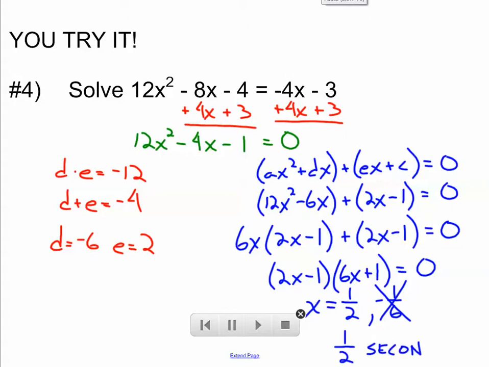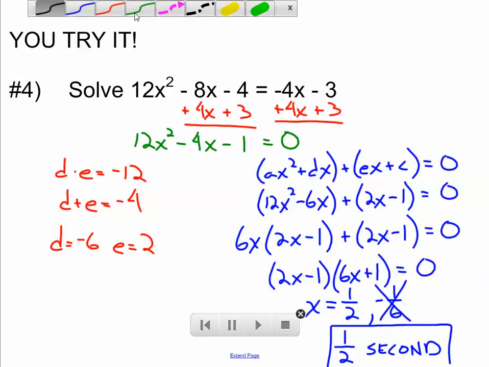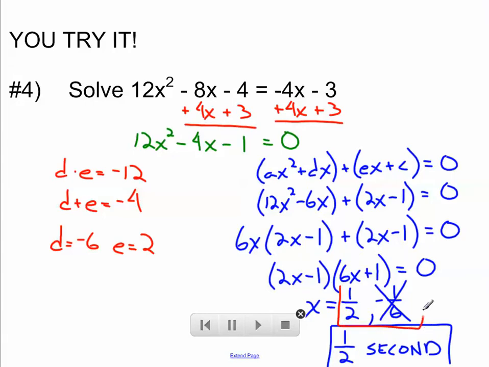I have no idea why I crossed off this negative 1/6. We are not solving a real-world equation, so actually both of these are fine answers. Let's just make that correction right there. 1/2 and negative 1/6 will both work. Sorry about that.